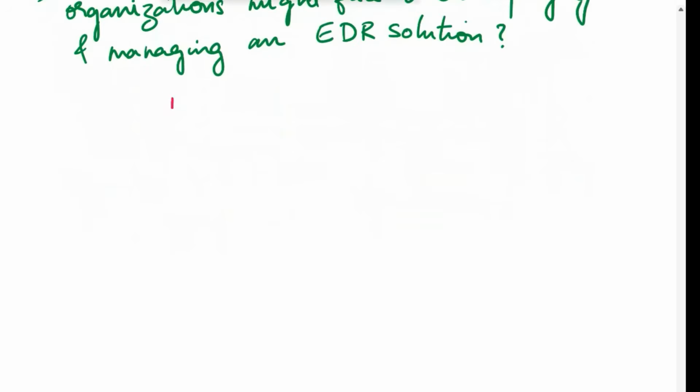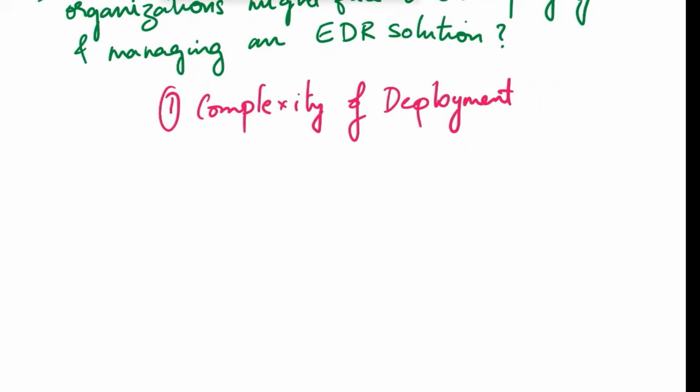The first one is complexity of deployment. EDR solutions often require deep integration into an organization's existing infrastructure. This can involve installing agents on various endpoints, configuring policies, and ensuring compatibility with other security tools. The complexity of deployment can lead to misconfigurations and delays.